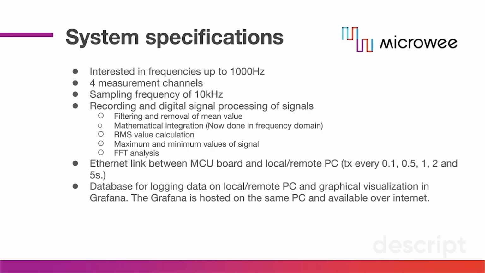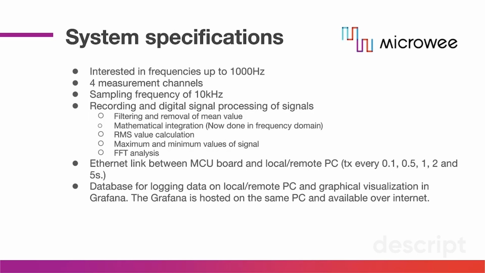The system specifications. We are mainly interested in vibration frequencies up to 1 kHz. From 0 to 1 kHz, we have 4 measurement channels. That number corresponds to the number of vibration sensors. We have a sampling frequency of 10 kHz. We believe that is more than enough according to the Nyquist criterion. We are recording the analog signals, performing ADC, and then performing digital signal processing of those signals.